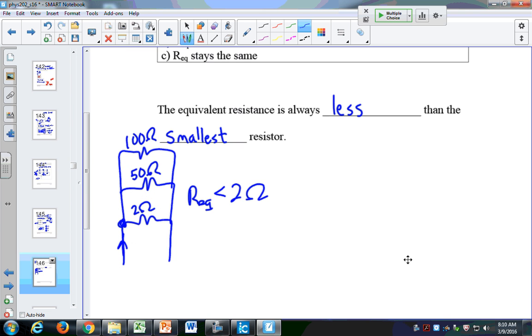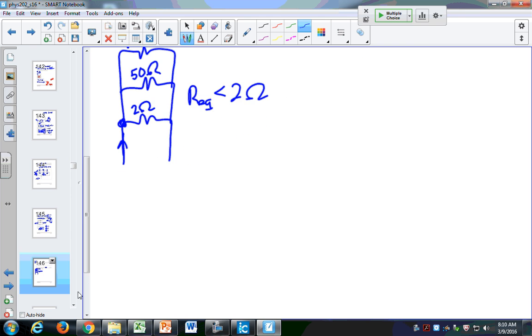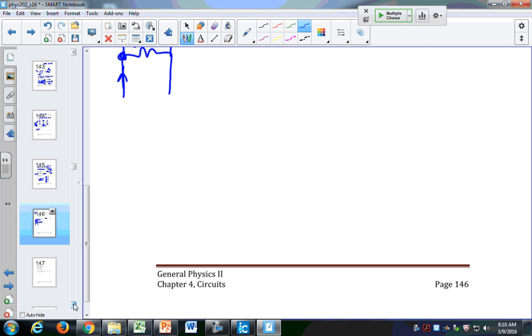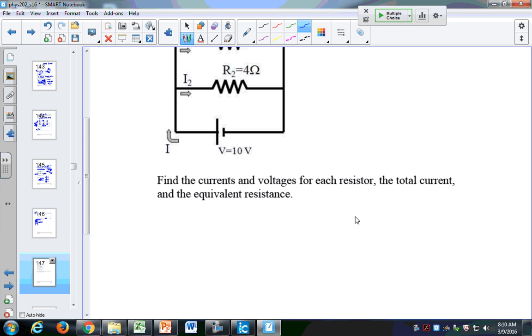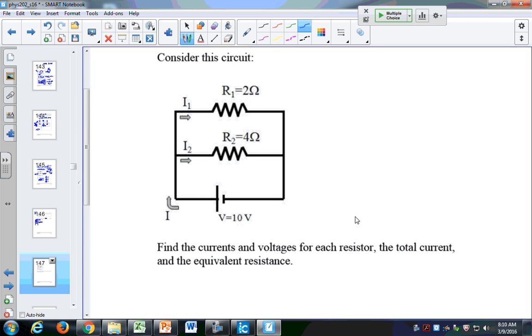All right, let's do an example. Let's say I have this circuit. I want to know a couple things about it. I want to know the currents and voltages for each resistor, and the total current and the equivalent resistance. So go ahead and try that out. There's no particular order for you to work this. There are a couple different ways to do it. But think about what the voltages and the currents are. I'll give you a minute to work through that.